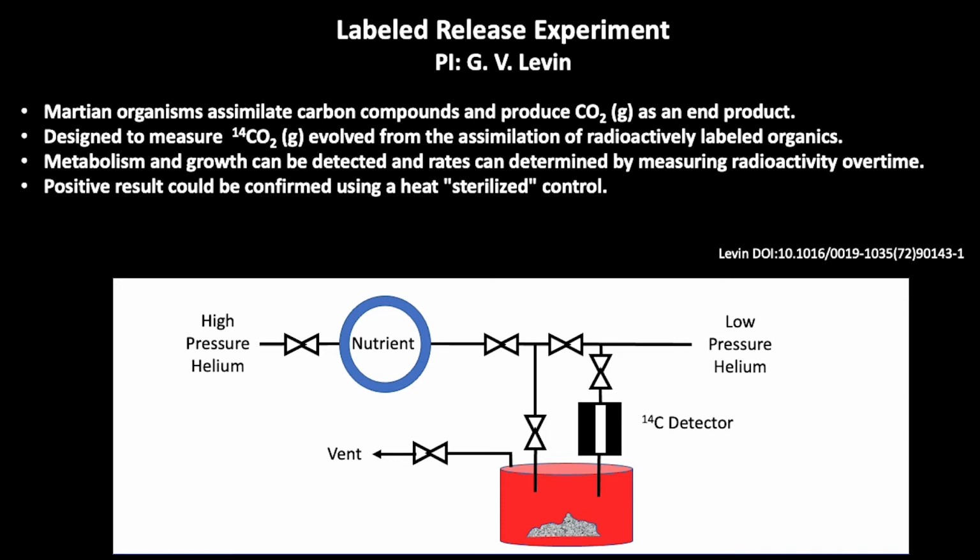The labeled release experiment assumed that Martian organisms, if present, could assimilate carbon compounds and produce carbon dioxide or carbon monoxide as an end product. Correspondingly, it was designed to measure radioactively labeled carbon dioxide or carbon monoxide evolved from the assimilation of radioactively labeled organics that were added to the soil. Metabolism and growth could be detected and rates could be determined by measuring radioactivity over time, and a positive result could be confirmed using a heat-sterilized control.